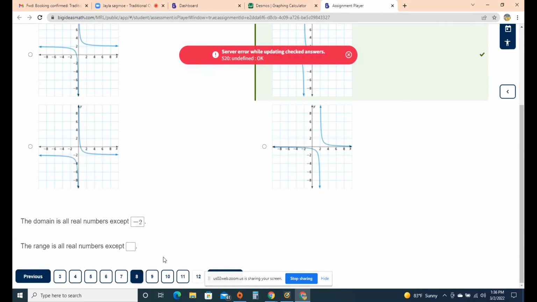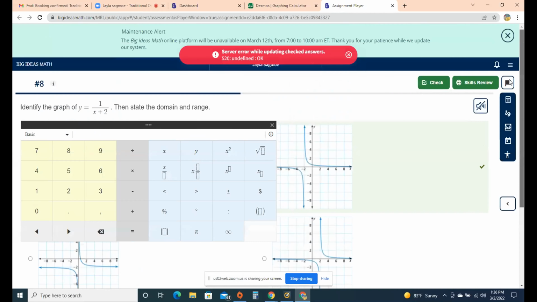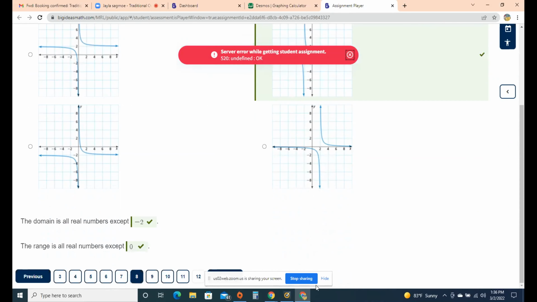But how do I get the all real numbers? It would be 0 for this one? Which one? The range? For the range, yes, it's 0, because there's nothing being added to the function. Okay. Cool.